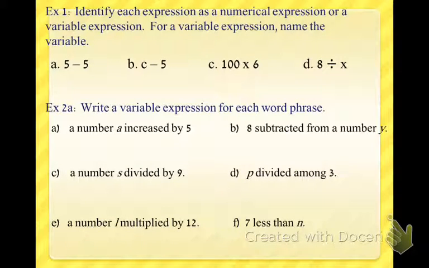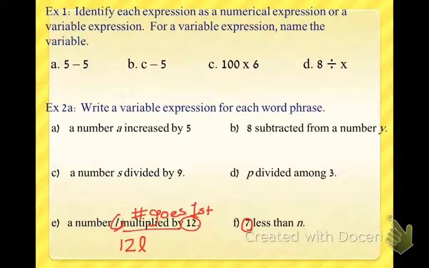E. I have E here. A number l, multiplied by 12. When you are multiplying a number by a variable, you are not going to use the multiplication sign. You are going to put them together. The number goes first, so it'll be 12, and then do a cursive l like I did. 12l. No times sign, nothing like that.